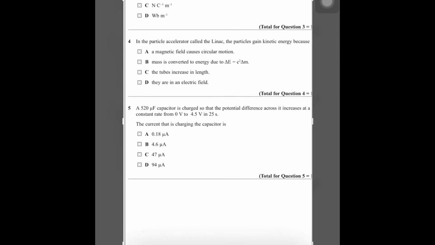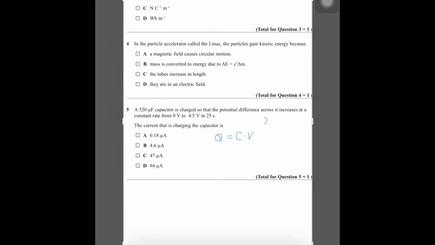A 520 mu farad capacitor is charged so that the potential difference across it increases at a constant rate from 0 volt to 4.5 volts in 25 seconds. The current that is charging the capacitor is, so we have to calculate the current. We know the formula Q equals CV, right? We don't have Q here, but we know the formula Q equals IT, so we can put it here like this. IT equals CV, I equals CV by T.